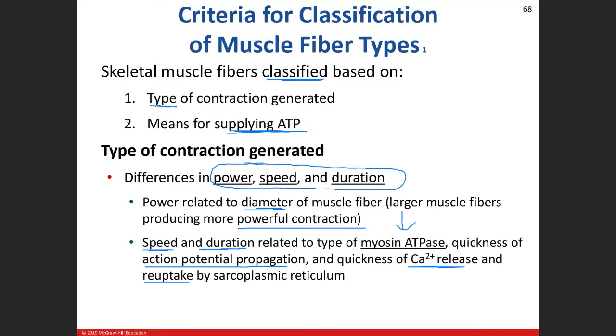Power is easy. The bigger the muscle, the thicker it is, the larger the diameter, the more power can be generated. Speed and duration, a little bit more involved. We're dealing with the type of enzyme, that ATPase on the myosin head. Also how fast we can propagate our action potential, and then how quickly we can release calcium from the sarcoplasmic reticulum, but how quickly we can suck it back up into the sarcoplasmic reticulum. All right. So let's get into the specifics here.